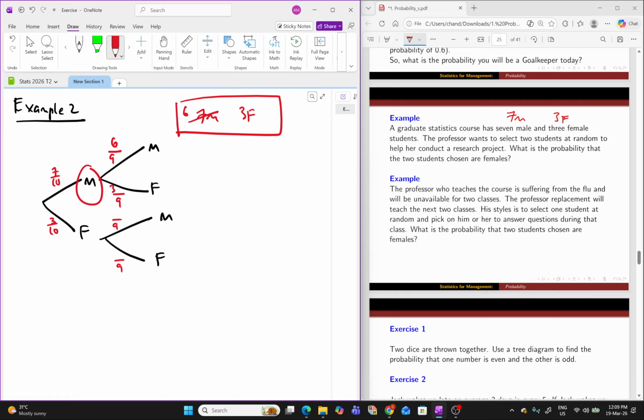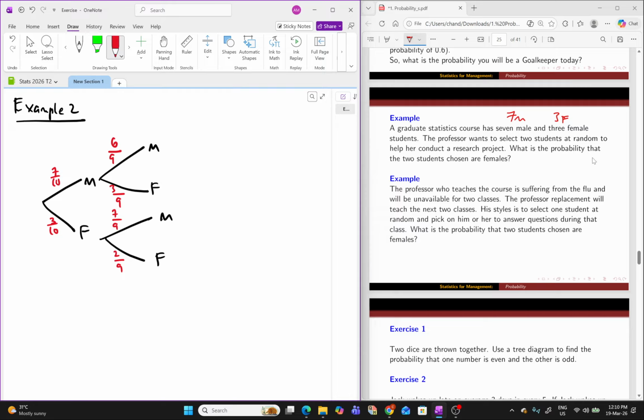Female, 3. Now let's say you choose the first student as female, so this one is reduced to 2 female. How many males are there? Still 7. How many females are there? Reduced to 2. So that's how you see the tree diagram for this example.